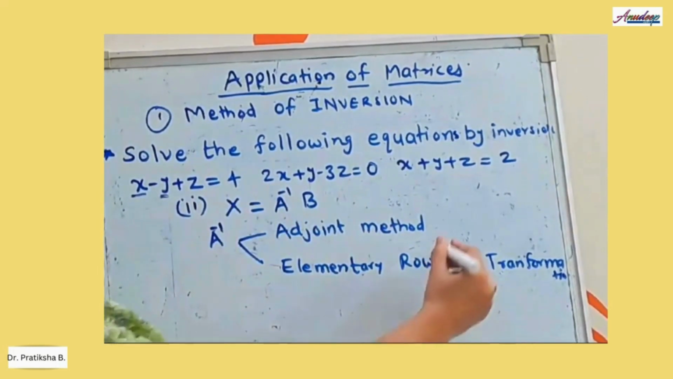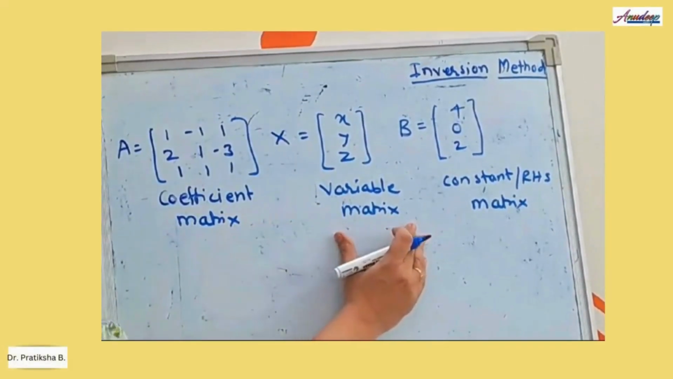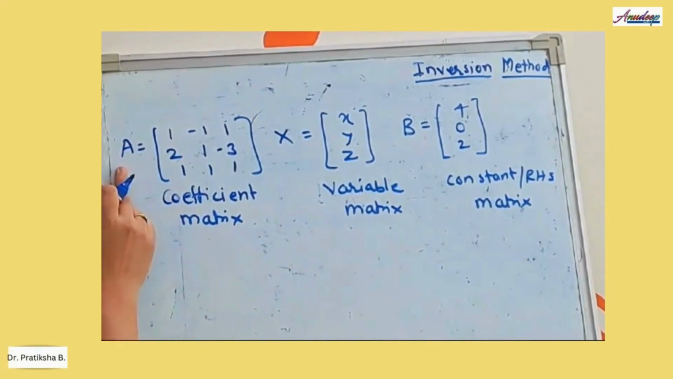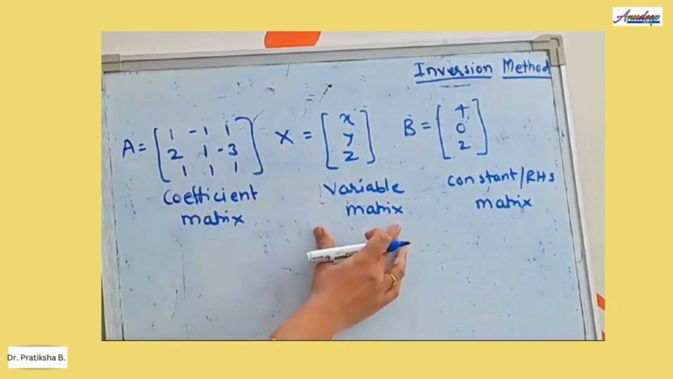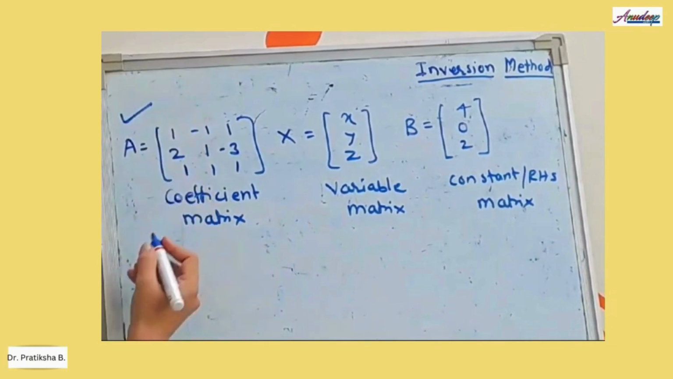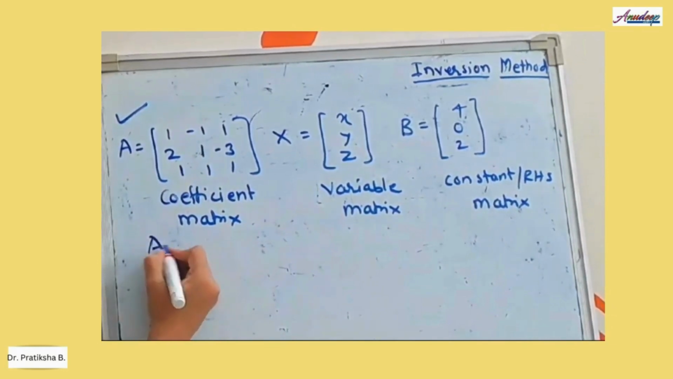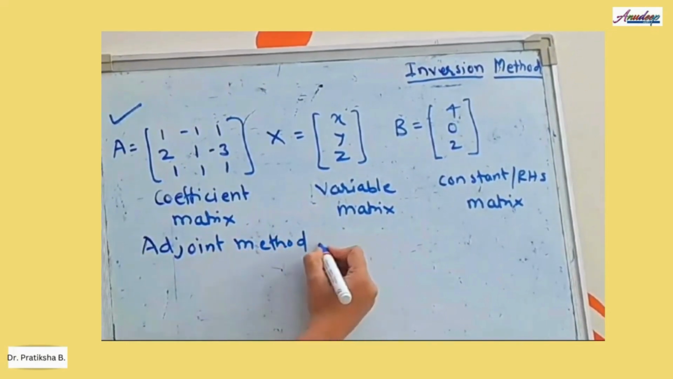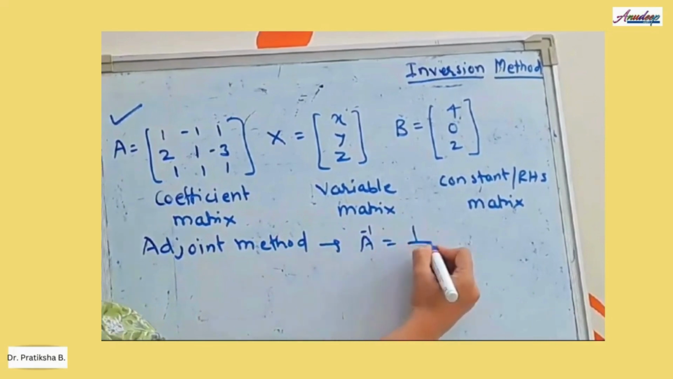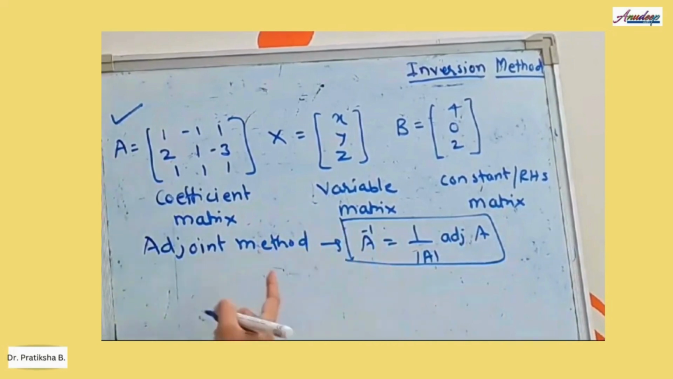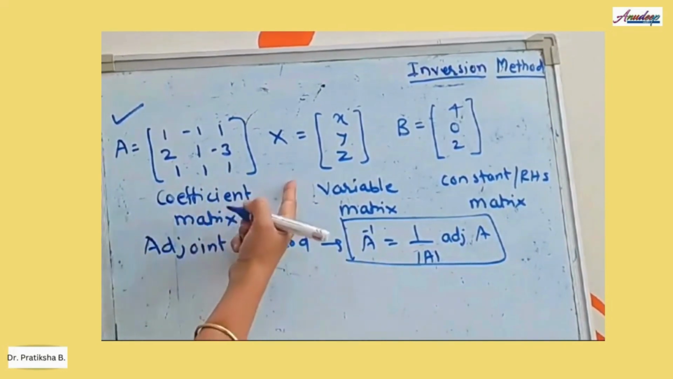So let us proceed. We are going to make use of the adjoint method to solve this problem. We have identified the coefficient matrix, variable matrix and constant matrix. Let us assign them names. Let me call the coefficient matrix A, the variable matrix X and the right hand side or constant matrix B. Now we need to evaluate A inverse, and for that we will use the adjoint method. If I want to obtain A inverse by the adjoint method, it is 1 upon determinant of A into adjoint of A. This is the formula I will be using. That is the first step and then we will proceed to find the solution for the given equations.